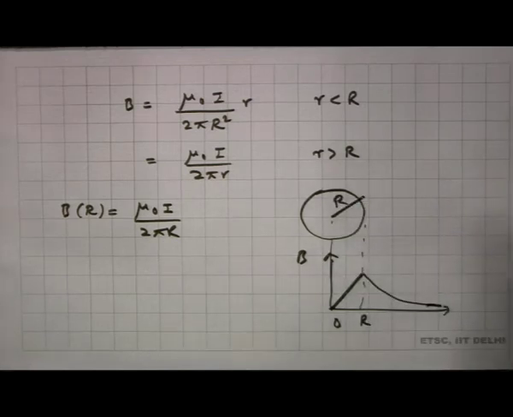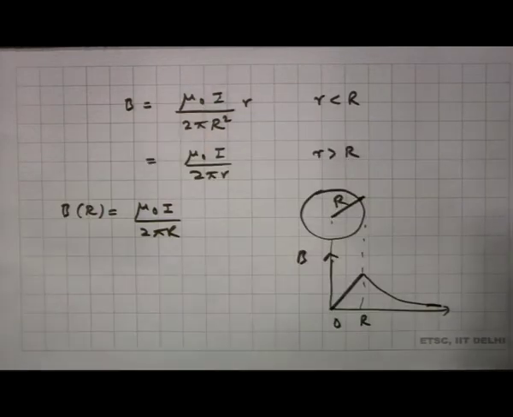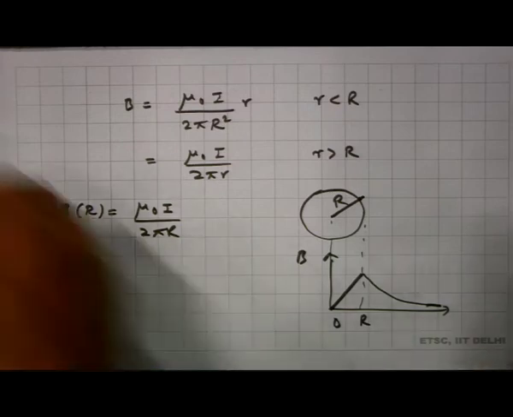And the direction of magnetic field can be obtained by simply looking at the right hand screw rule and finding out the direction. In this case, if the current is coming towards me, the direction of the magnetic field is anticlockwise.